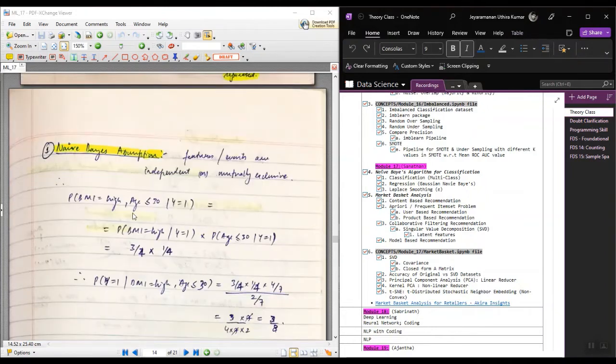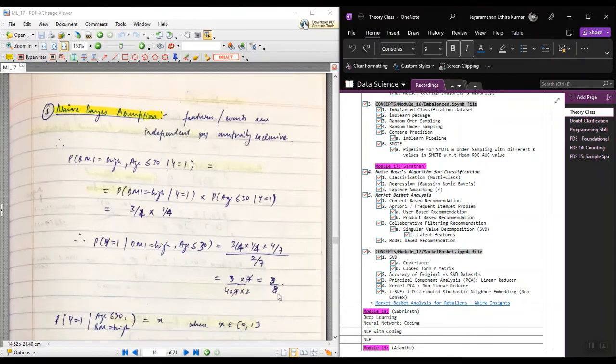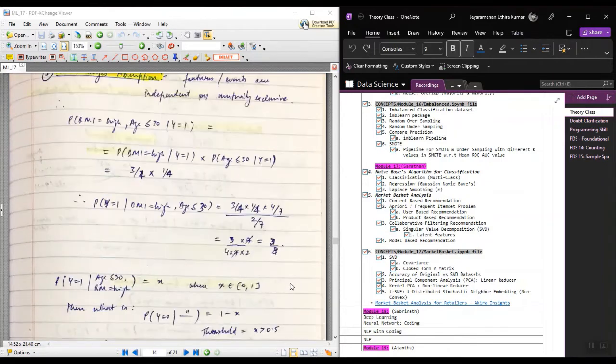As you assume that BMI as well as age are independent features, this probability can be taken as the probability that BMI is high given that y is 1, times the probability that age is less than 30 given that y is 1. If we divide this probability into two like this, we get 3 by 4 times 1 by 4. If you use this value as the likelihood, we will get the probability as 3 by 8. So given this sample with BMI high as well as age less than 30, the probability that the patient has diabetes is 3 by 8.